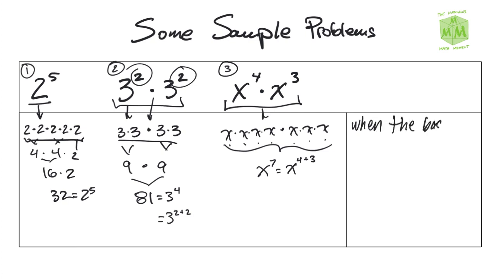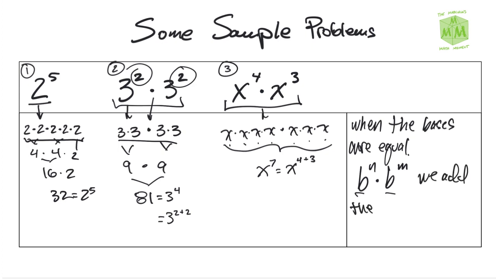So when the bases are equal, right? So b to the n times b to the m. Remember, b is just any number, and for our examples, we're using integers. When the bases are equal, we add the exponents. So I have b raised to the n plus m. We have some more examples on the next slide.